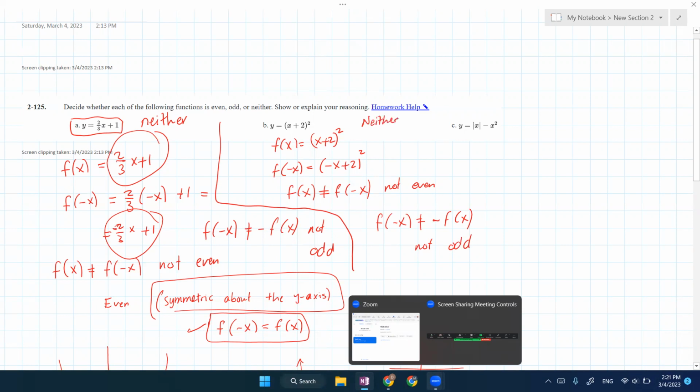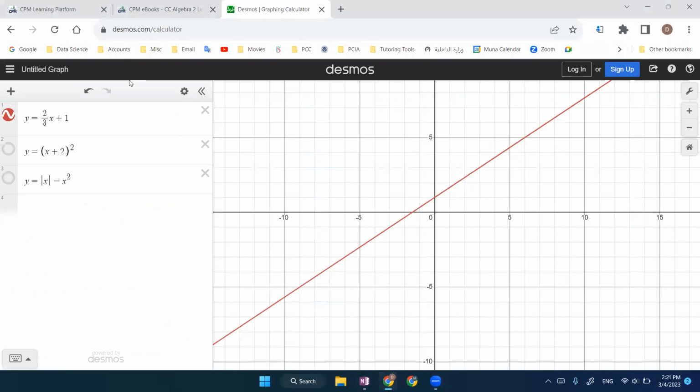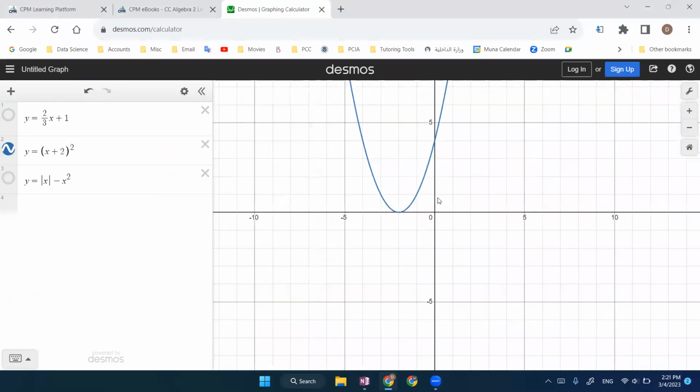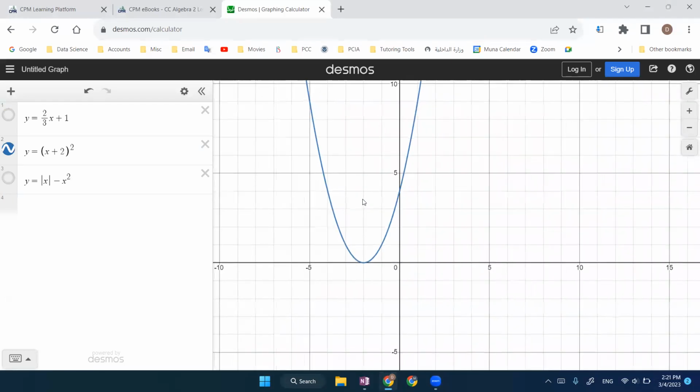So we can see that graphically. If we go here and graph it, as we see here, the y-axis is not a line of symmetry. Actually, the line of symmetry here is x equals negative 2. So the y-axis is not the axis of symmetry, so this is not even, and this graph is not symmetric about the origin. So it is not odd, as we've seen algebraically.